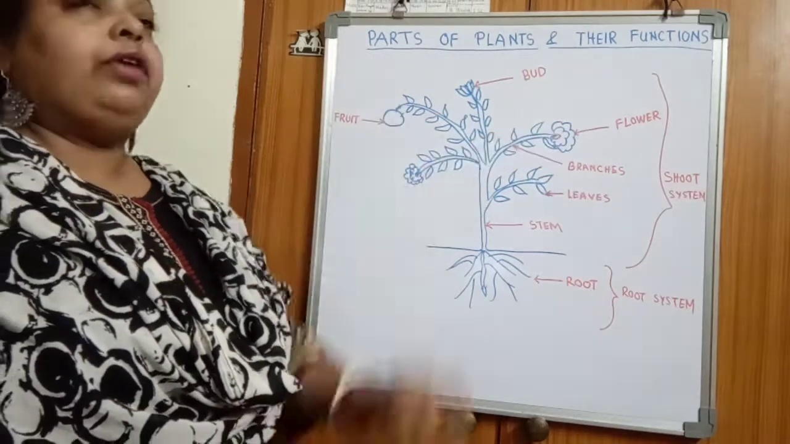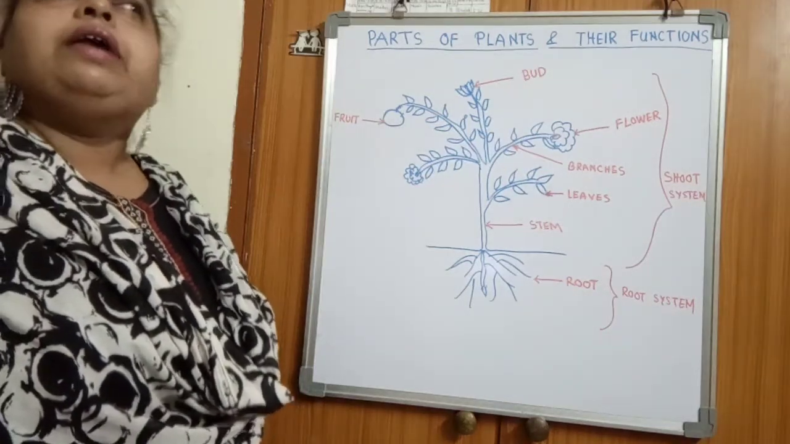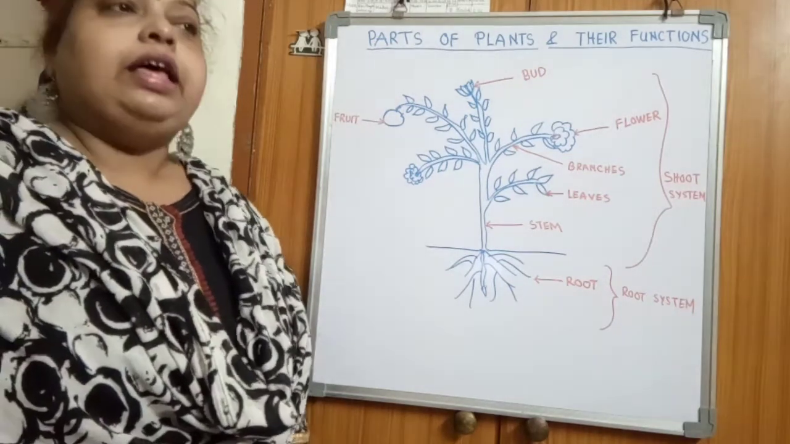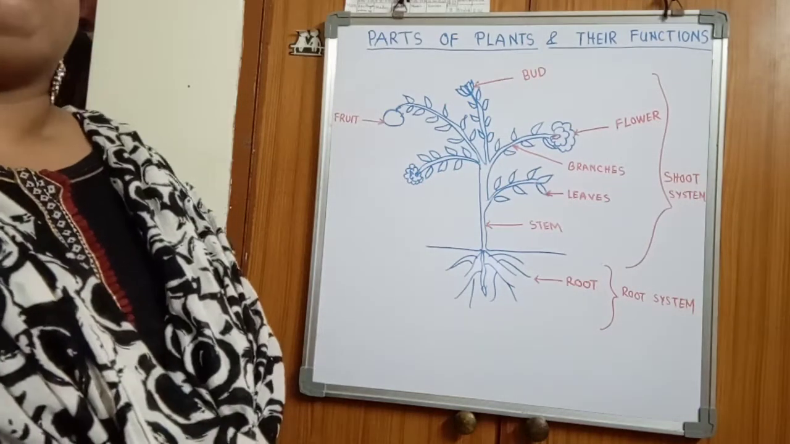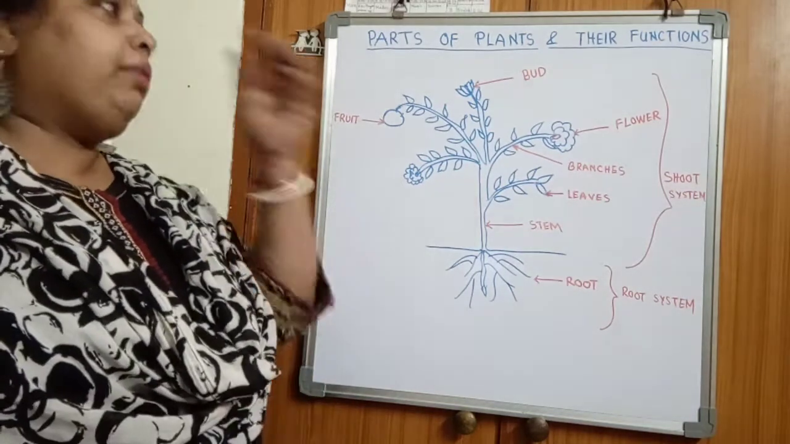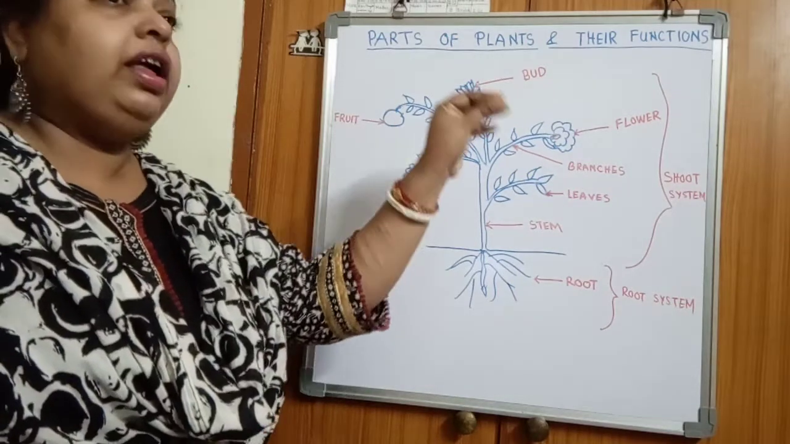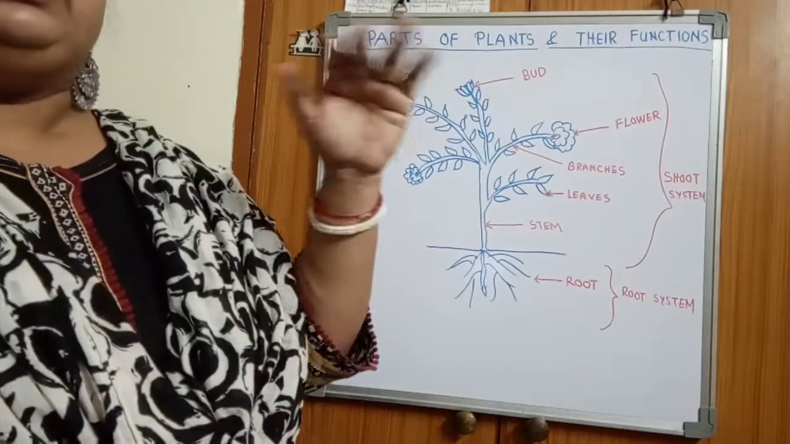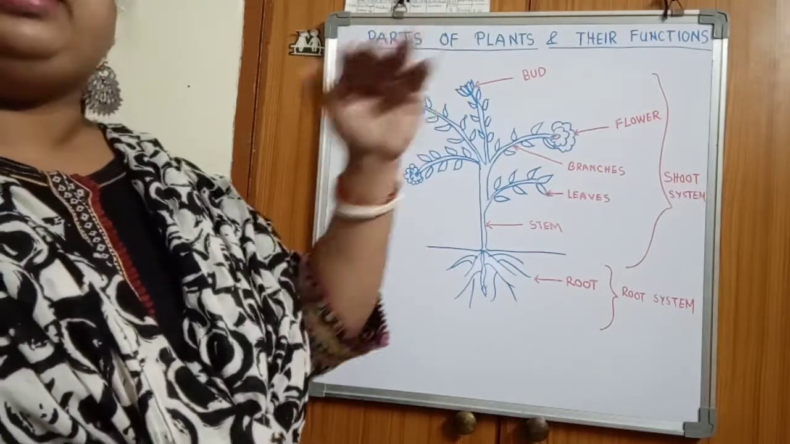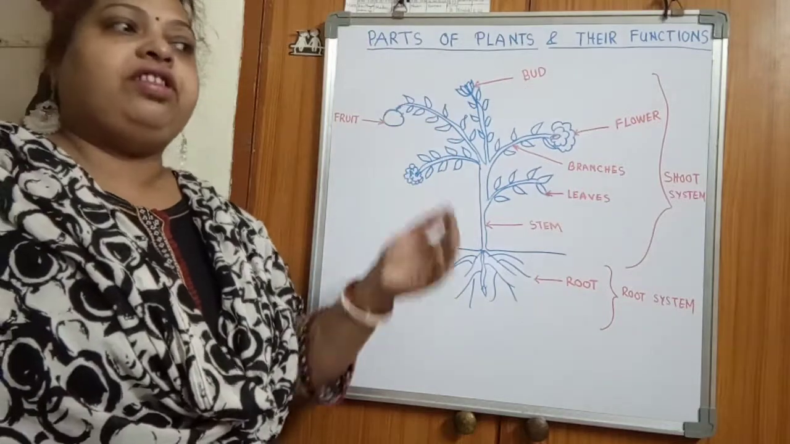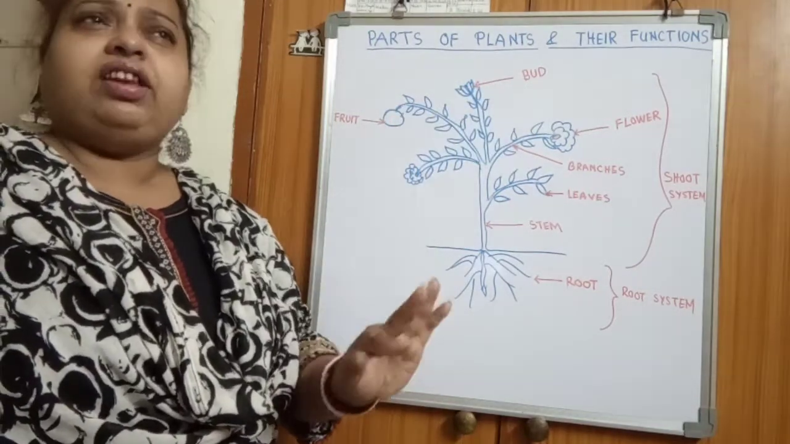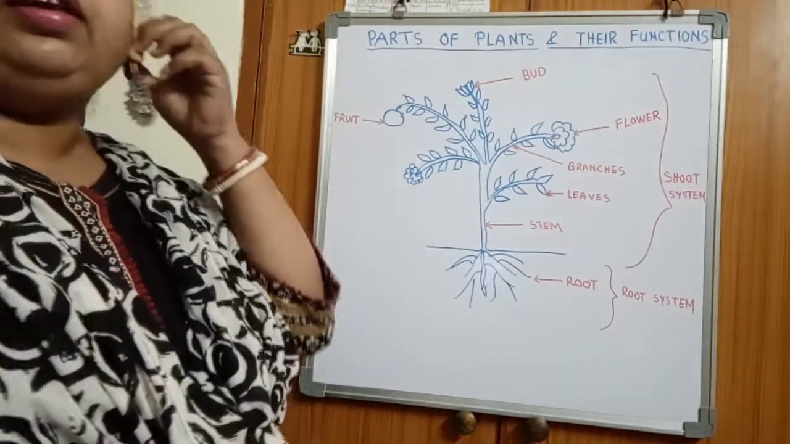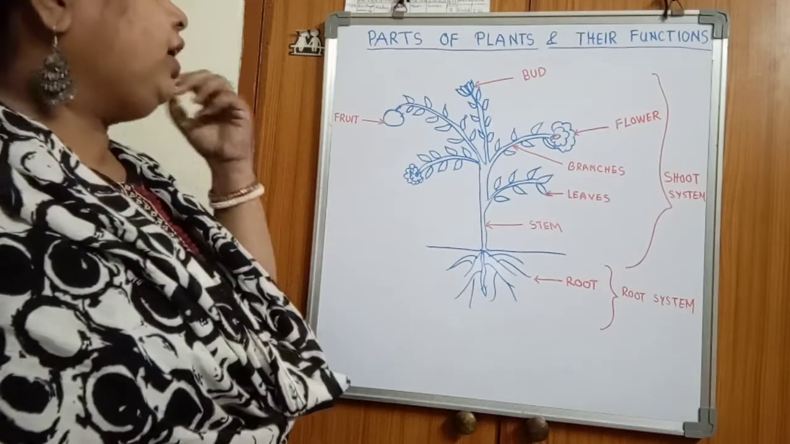Now we go to the flowers. Flowers help in reproduction. Sometimes we have pollen grains like this. Sometimes the bees come and sit on the flower. They take the pollen grains and they fly away. In this way it helps in the dispersal of pollen, and in such a way reproduction takes place. So the flower's main function is that it makes the plant attractive, it is beautiful to see, and it helps in reproduction.